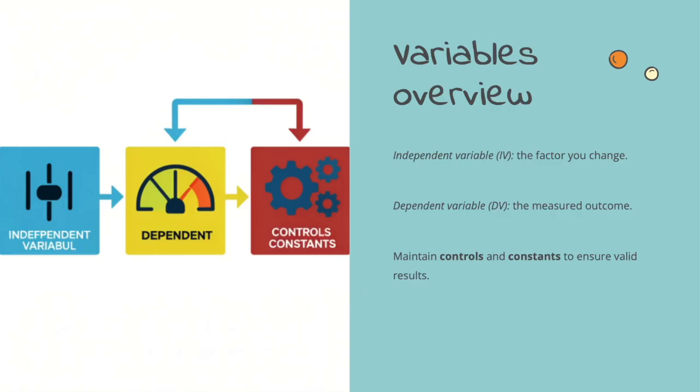Variables overview. There's an independent variable and a dependent variable. The independent variable is the factor you change, and the dependent variable is the measured outcome. Maintain controls and constants to ensure valid results. What are controls and constants, you ask? Well, controls are things that are there as the normal in the experiment, and constants are things that stay the same in the experiments.